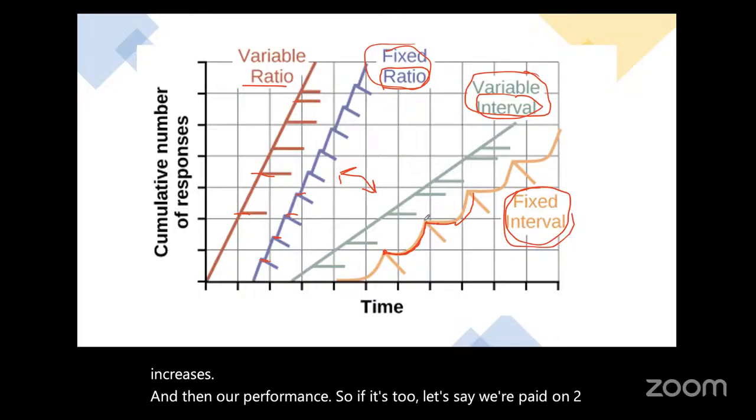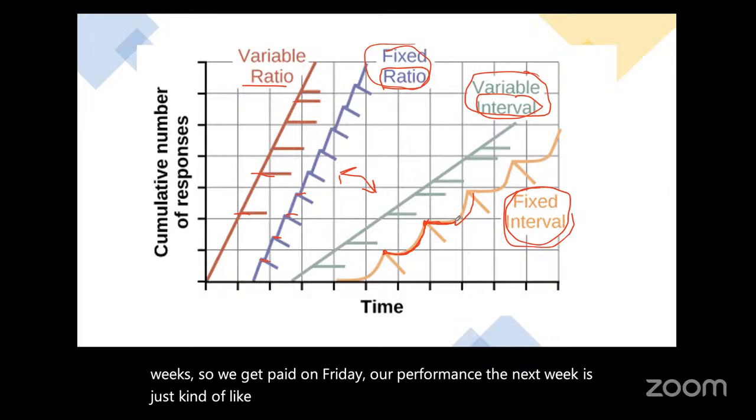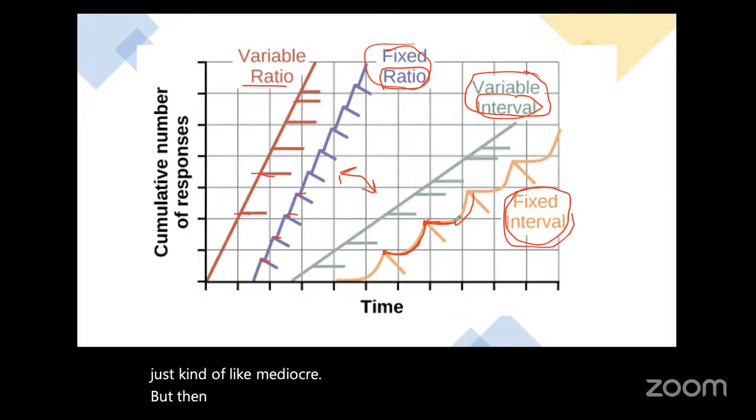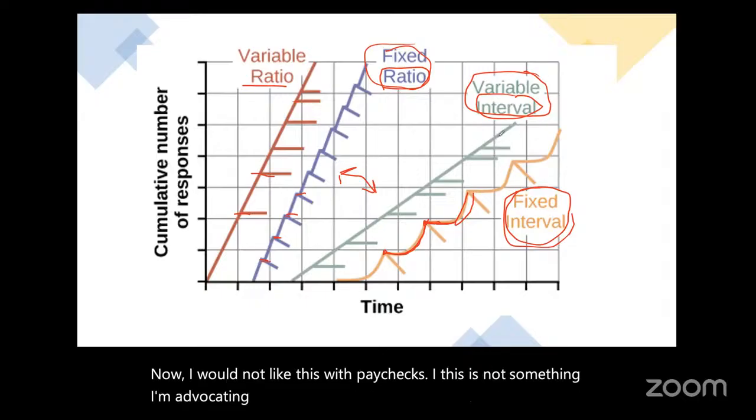So if we're paid every 2 weeks, we get paid on Friday. Our performance the next week is just kind of mediocre. But then that week just before payday, our performance will increase. So we end up with this scallop type of situation. Now, I would not like this with paychecks. This is not something I'm advocating for in order to keep performance steady.